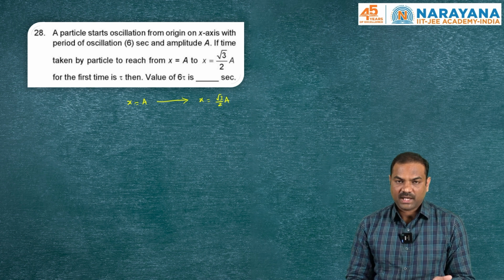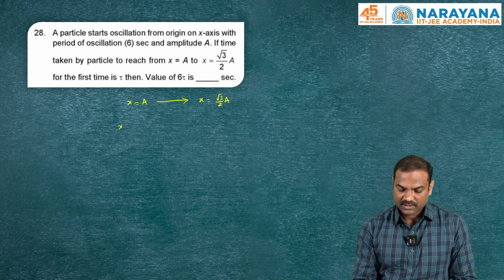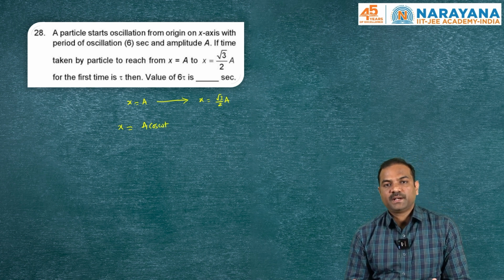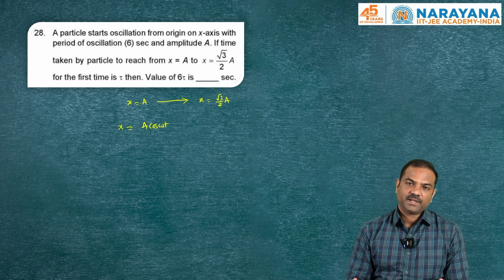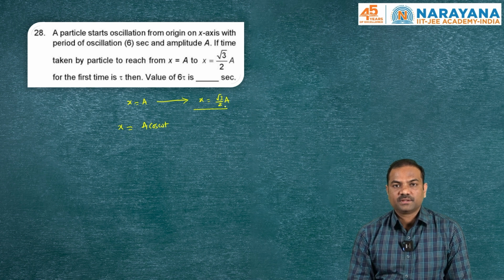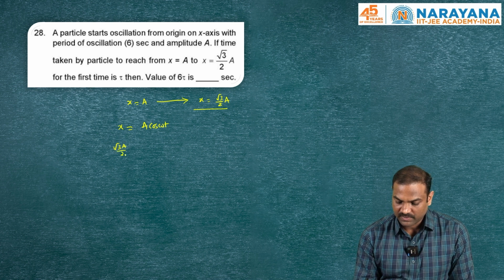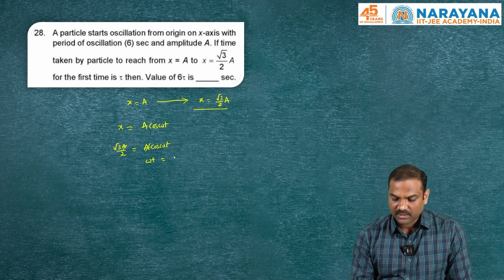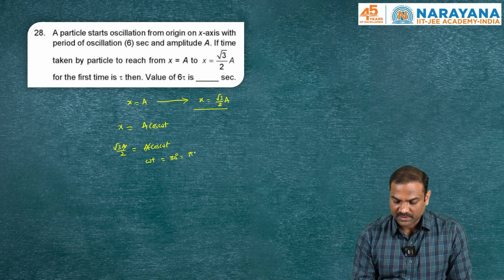As the particle is starting from x equal to a, I can directly use the equation x equal to a cos omega t. Why? Because the particle starts from the extreme position, we need to use the cos equation. If the particle starts from the mean position, we need to use the sine equation. After some time t, the position of the particle is root 3 by 2 into a, so root 3 by 2 a is equal to a cos omega t. Then a cancels out. Omega t is equal to, since they are asking for the first time, the lowest possible angle. Root 3 by 2 is cos of 30 degrees, which is pi by 6.